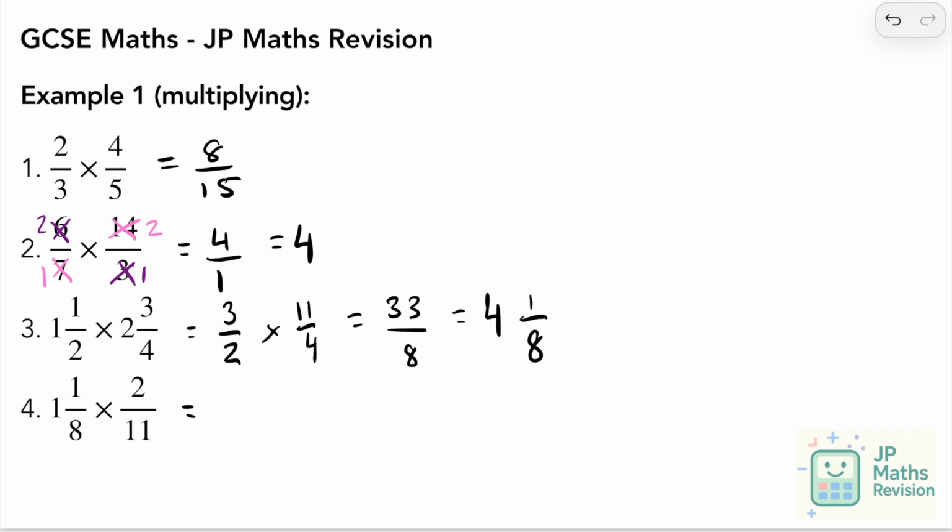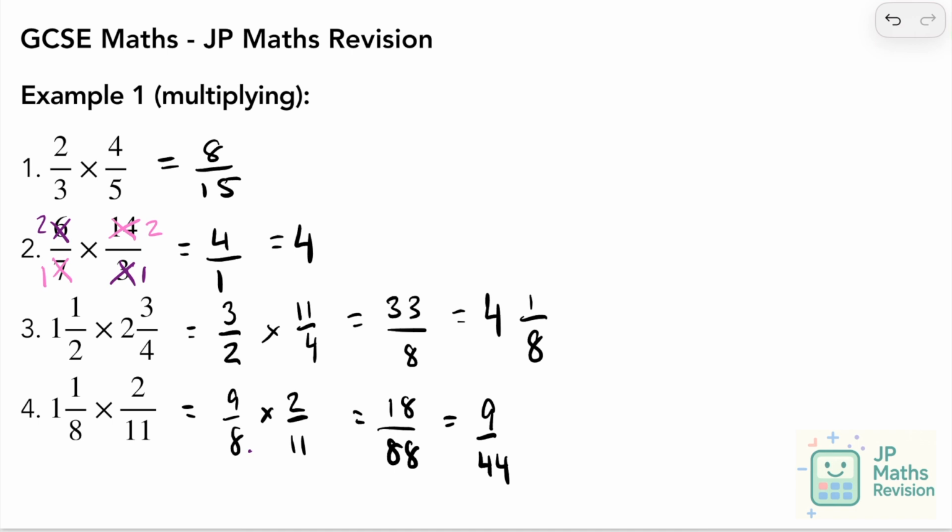For this last example, I'm first going to convert 1 1/8 to an improper fraction. I'm going to do 1 times 8 plus 1, so that's 9 over 8, times 2 over 11. Firstly, 9 times 2 is 18, and 8 times 11 is 88. So 18 over 88, if we simplify that, is 9 over 44.